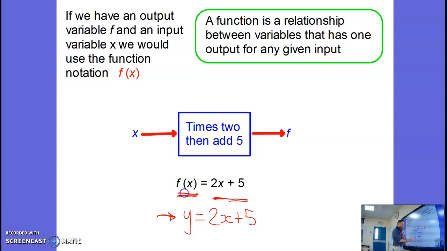We're just putting f of x, which is apply the function f to the input x. The same as this equation here is multiply x by 2 and add 5, and that gives you the output y. Very, very similar when we're dealing with functions.